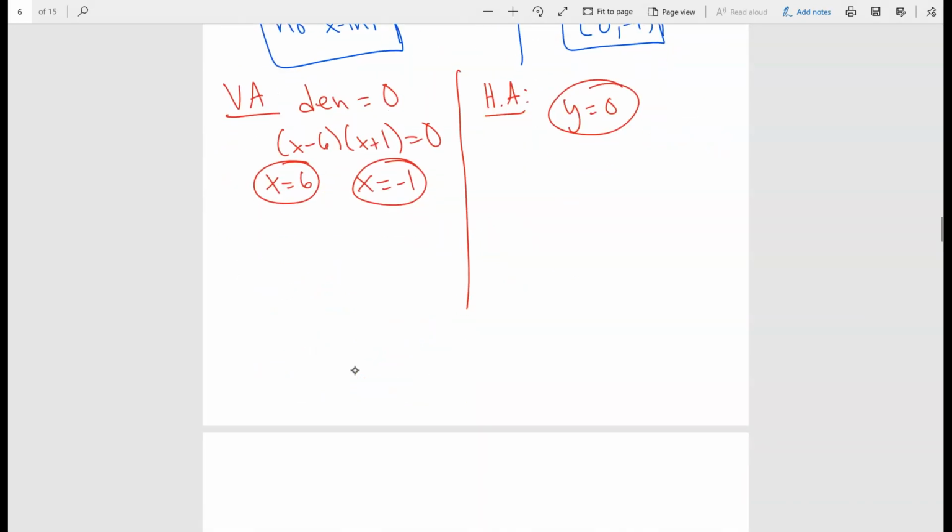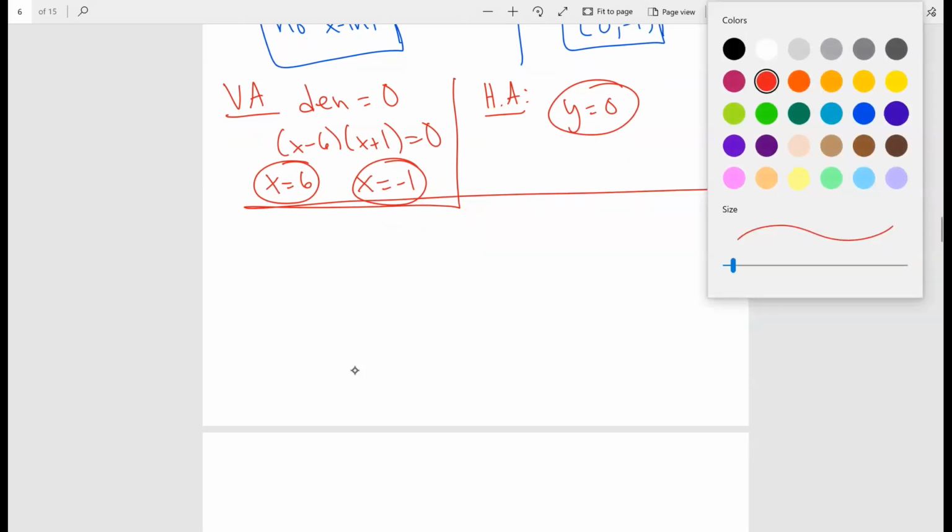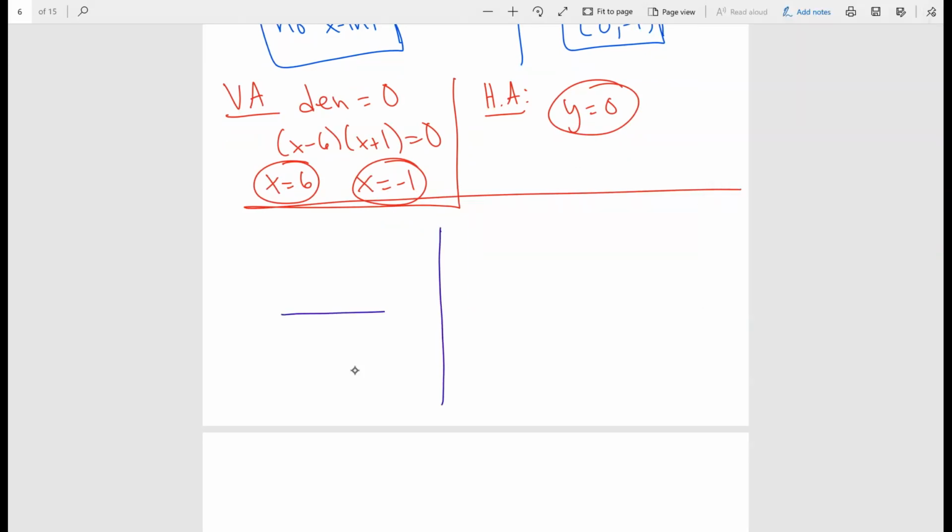Okay. And now finally, let's just graph this out using the information that we just acquired. Okay. X and Y, we're going to start off with our asymptotes. So 1, 2, 3, 4, 5, 6. So here is my vertical asymptote. I have another vertical asymptote at negative 1. So here's negative 1. And then I have y equals 0, which is my horizontal asymptote, right at this line.